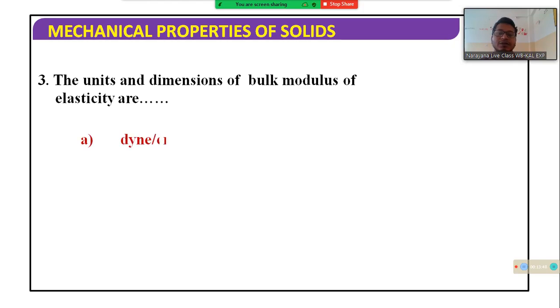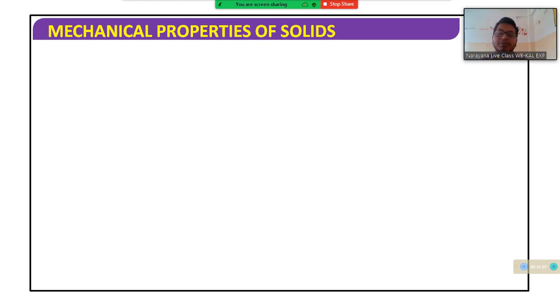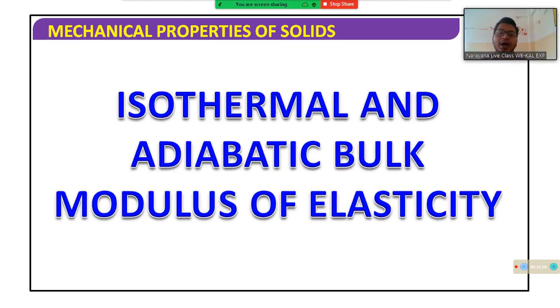Next, which is the unit and dimension of bulk modulus? Newton per meter square. Which option is right? Option B, option D. Okay.